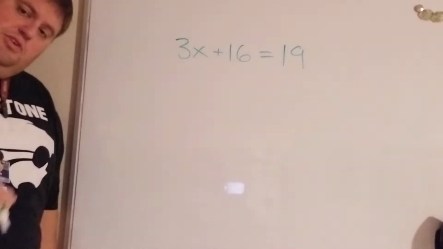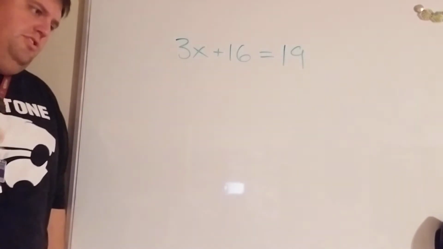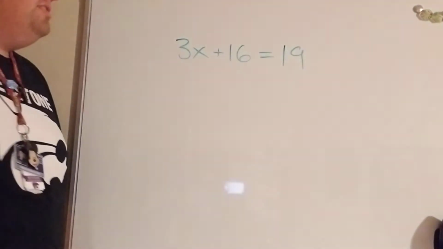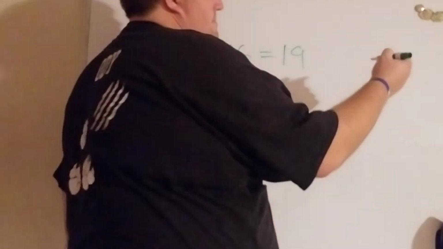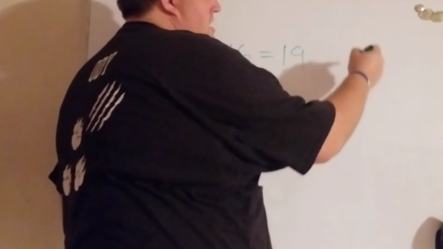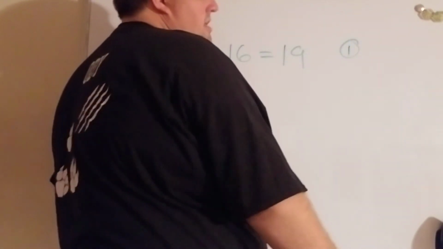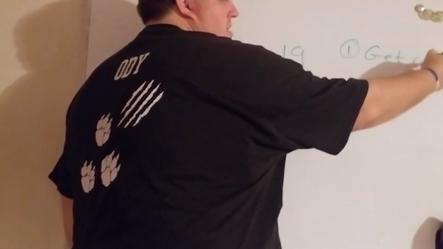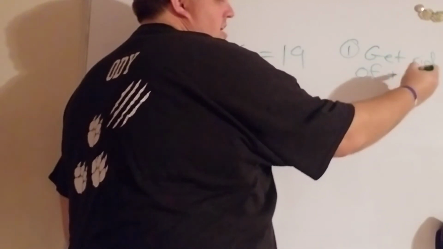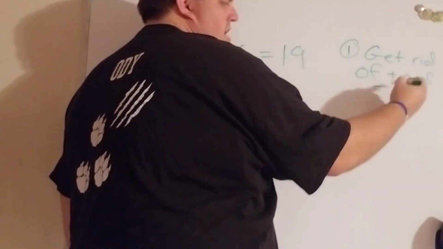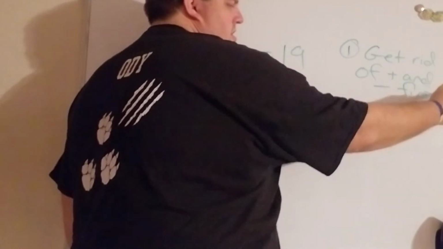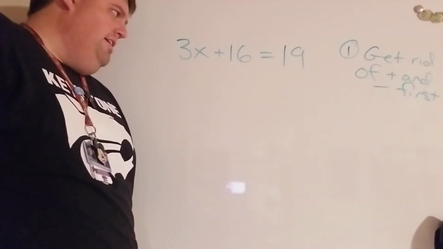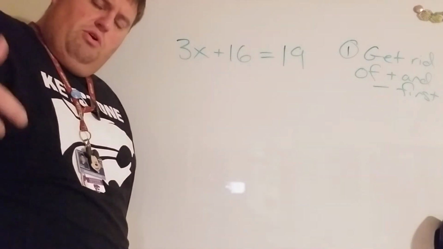All right, when we're solving a 2-step equation, there's going to be 2 numbers that are connected to x, which is why it's called a 2-step equation, right? So a couple things you want to do. Number one, most important thing, you always get rid of adding and subtracting first. The idea here is you always go reverse order of operations.